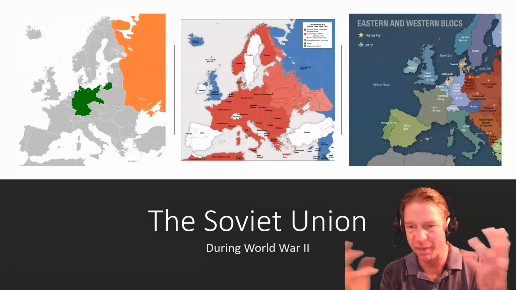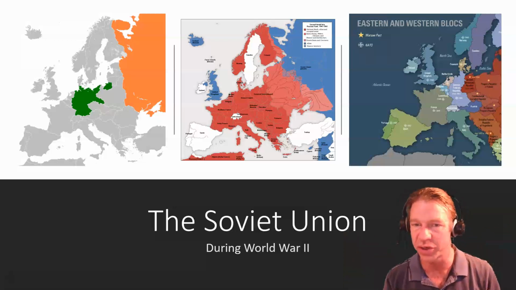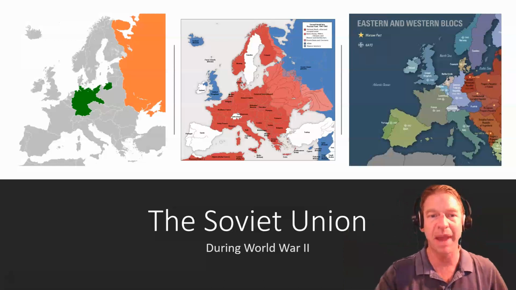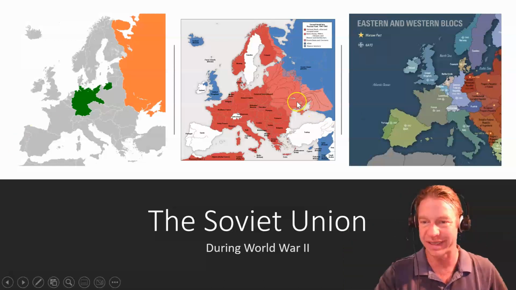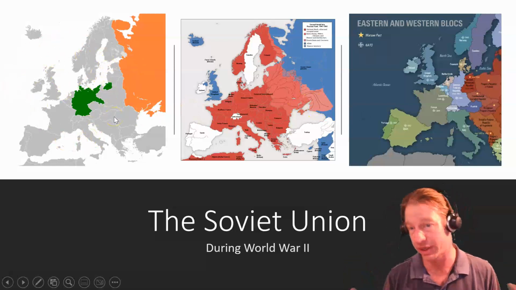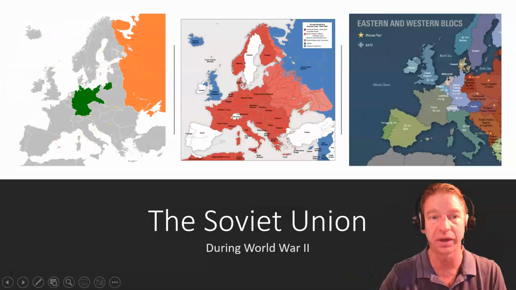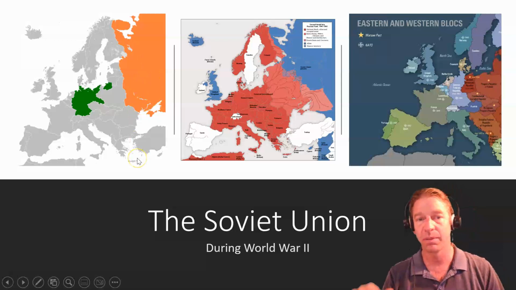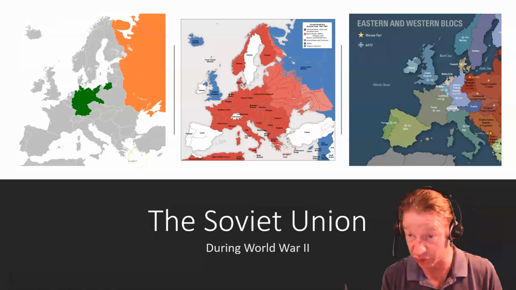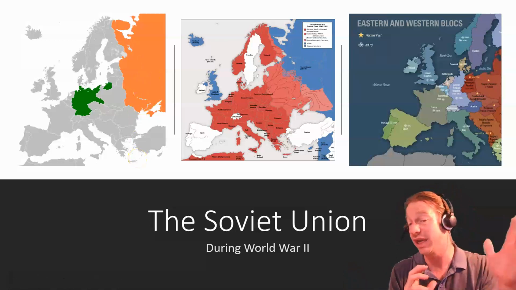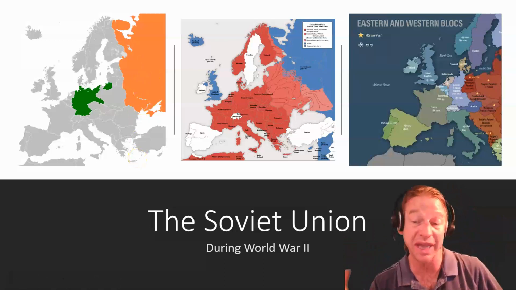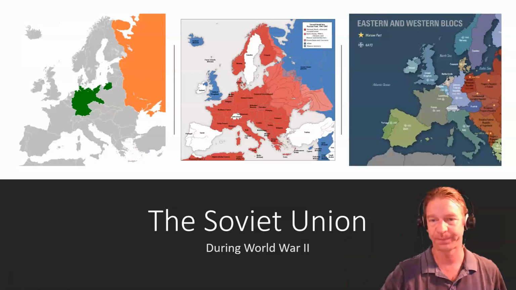To the summary of the information for this week, we're looking at the Soviet Union during World War II. The 3 maps you're seeing are really telling maps. This first map highlights Europe, Germany, and the Soviet Union, obviously Germany in green, the Soviet Union over here in the orange, what the map of Europe and the Soviet Union looked like between the end of World War I and the beginning of the Second World War.